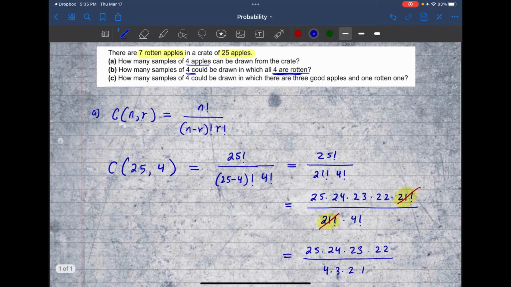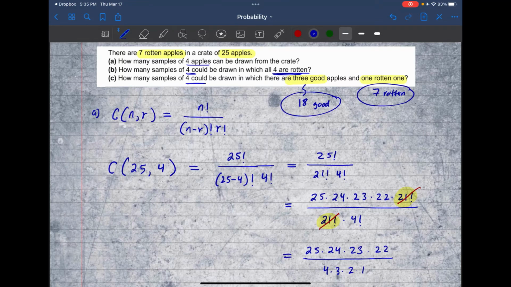Then for the next part, how many samples of 4 could be drawn in which there are 3 good ones and 1 rotten one? All right, we know that there are 7 that are rotten. So of those 25, how many are good? Well, if I do 25 minus 7, I get 18. So there are 18 good ones.